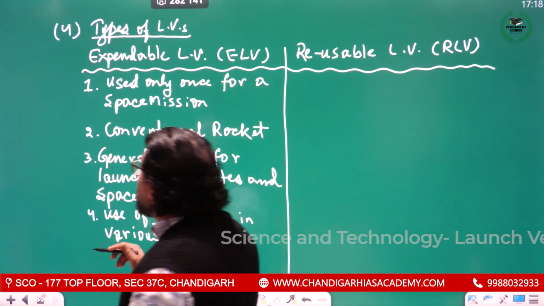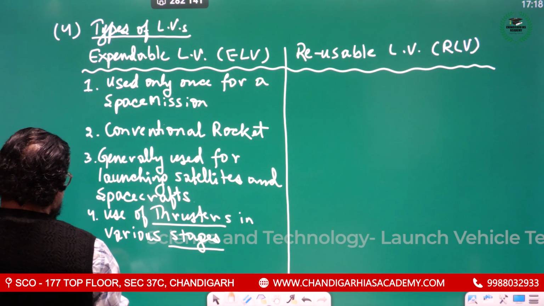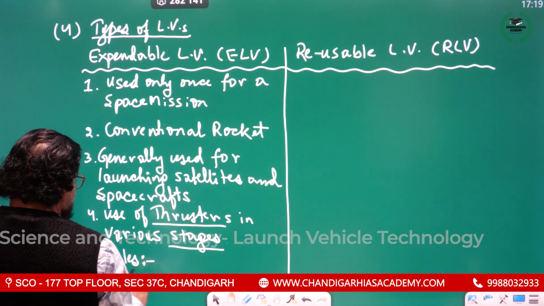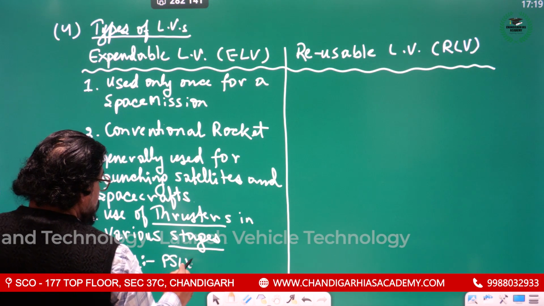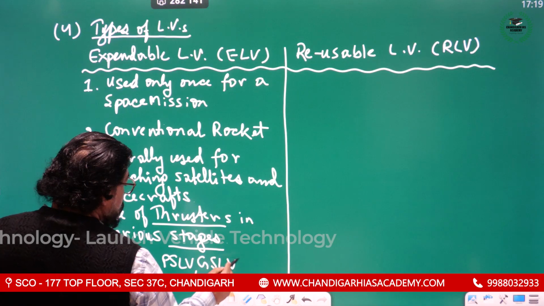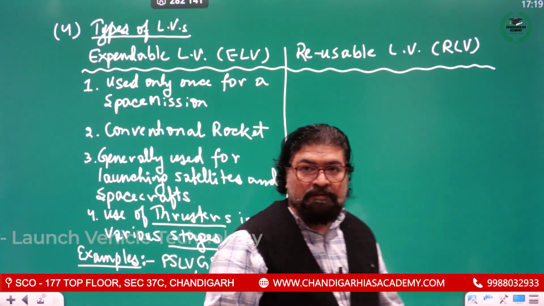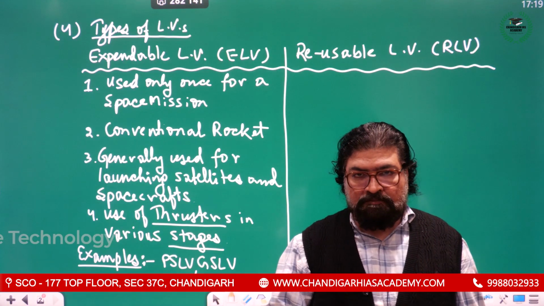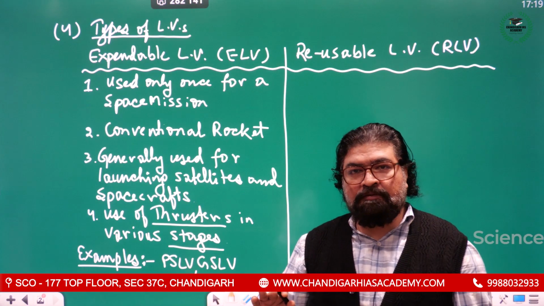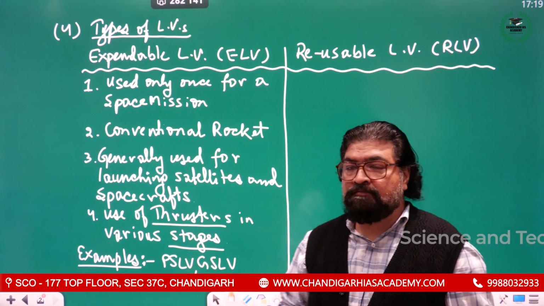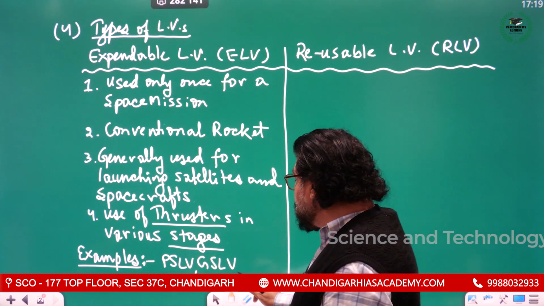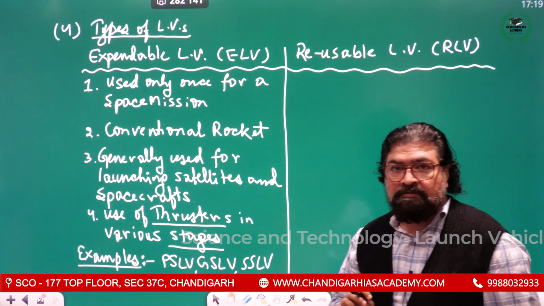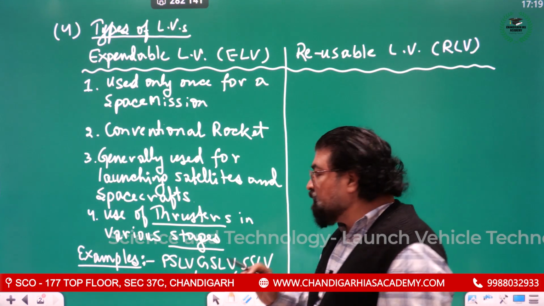That is PSLV. So different thrusters for different stages are there, right? In India's case, PSLV, even GSLV, Geosynchronous Satellite Launch Vehicle, are designed only for once for a space program. That is over, right? So that's why they are called ELV. Then recently, ISRO has developed SSLV, Small Satellite Launch Vehicles, so that part comes here.